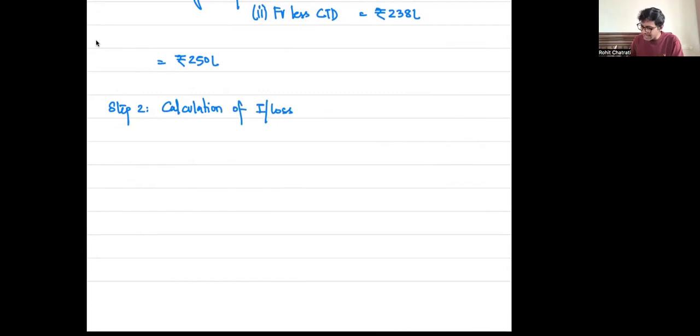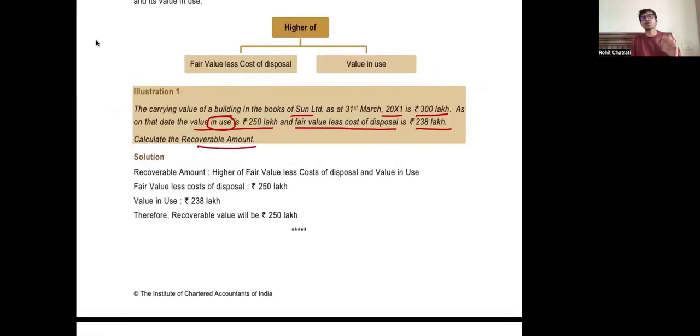Now think of it. The carrying amount of the asset in the books is 300 lakhs. In the books, the asset is reflected at 300 lakhs, but we are saying that the benefit that we are expected to receive is only 250 lakhs. It's appearing in the books at 300, but the benefit that we are expected to receive is only 250 lakhs. So obviously what Ind AS 36 requires us to do is bring down the book value of the asset from 300 to 250. Your assets are currently overstated.